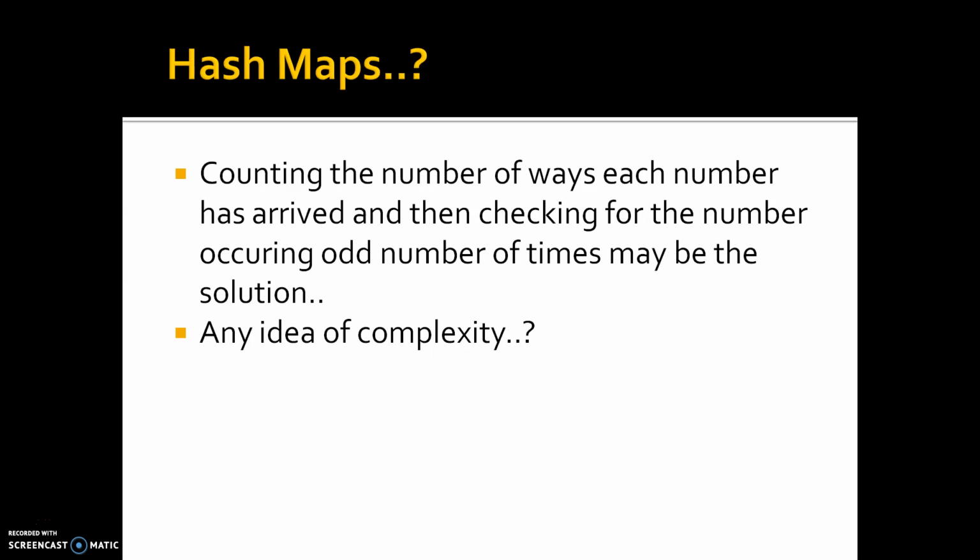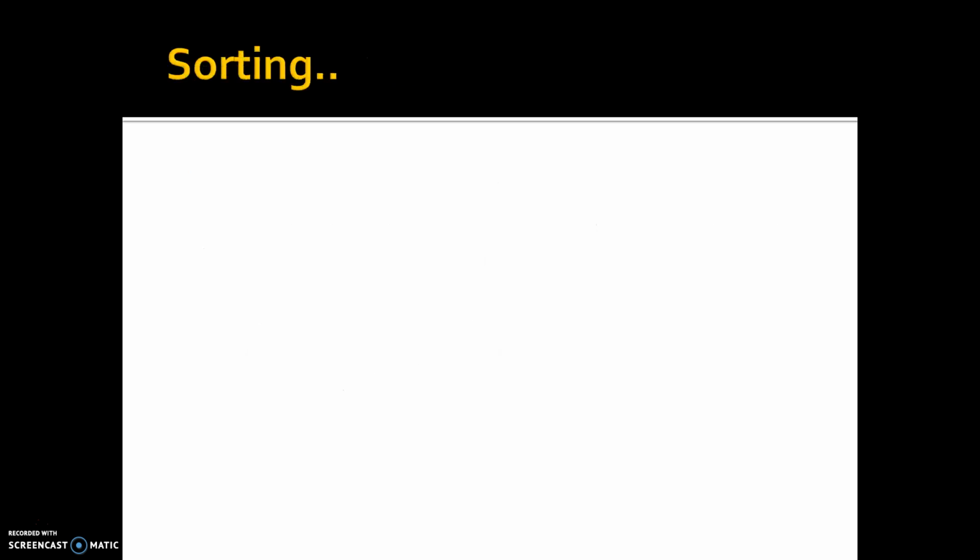Actually, not order of n, but somewhat less than that, since each number appears an even number of times. So we can say that we require space proportional to the number of unique, different numbers which appear in this array. So this is order of n. Can we reduce this? We have another solution also.